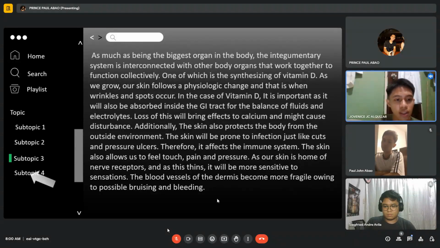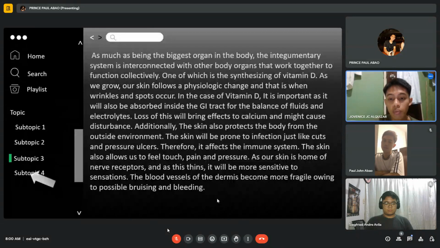Next, the skin also allows us to feel touch, pain, and pressure, as our skin is home to nerve receptors, and as this thins, it will be more sensitive to sensations. Because nerve endings in the skin carry impulses to the brain that allow us to experience heat, cold, pressure, and touch. Also, pain, and even itch.